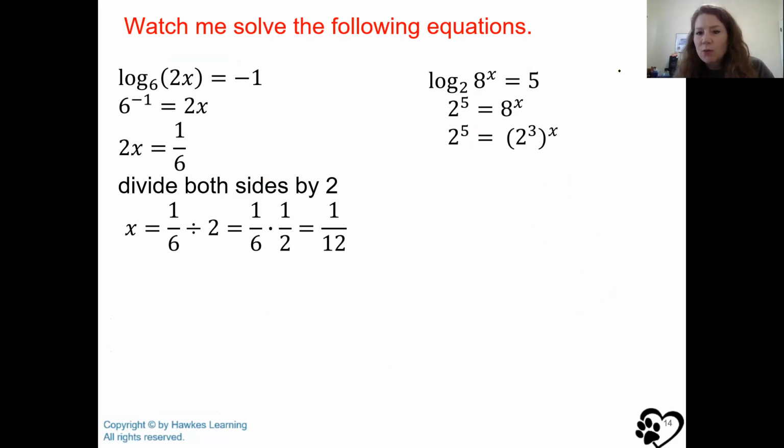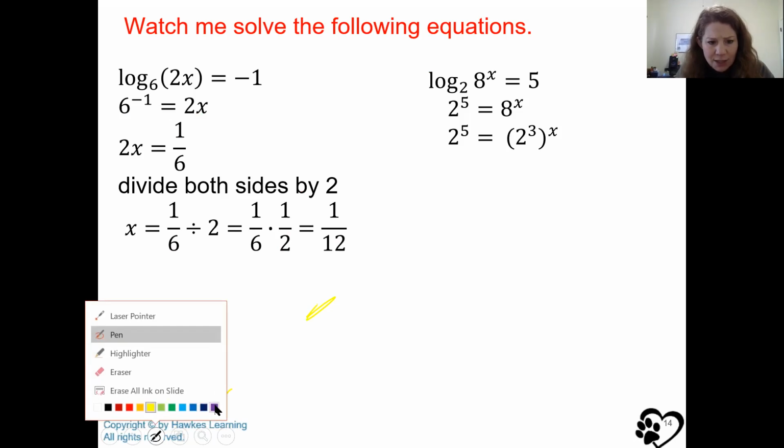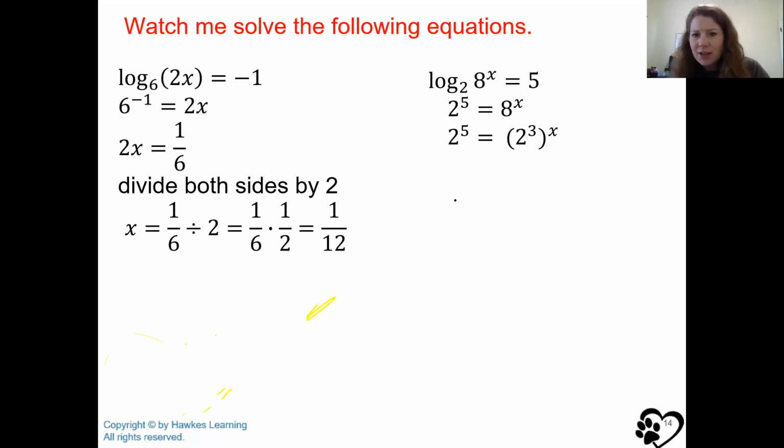This is where we can rewrite 8 to the power of 2 because of our exponent rules. I have somehow made my pen yellow. What in the world have I done? Thank you guys for being so patient with me. I mean, you don't really have a choice. I send you these videos, right?